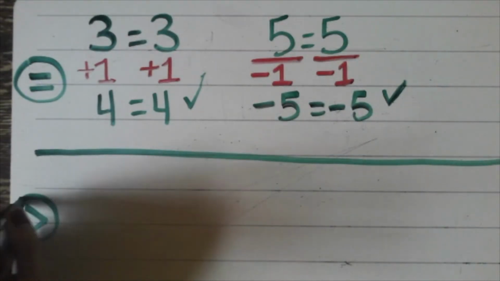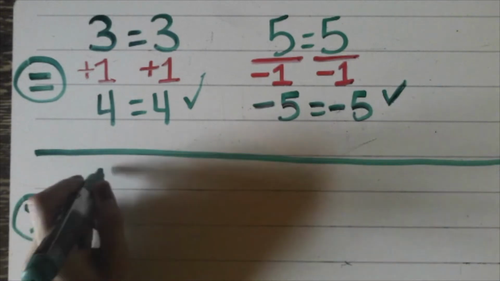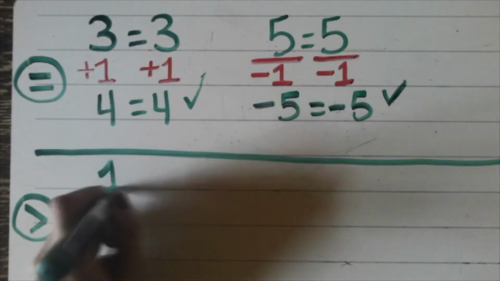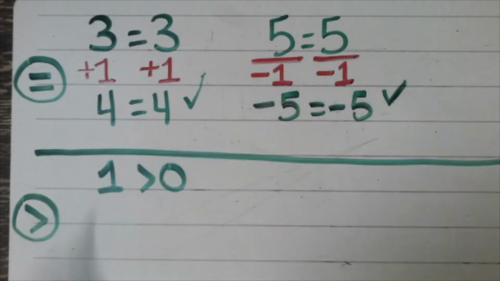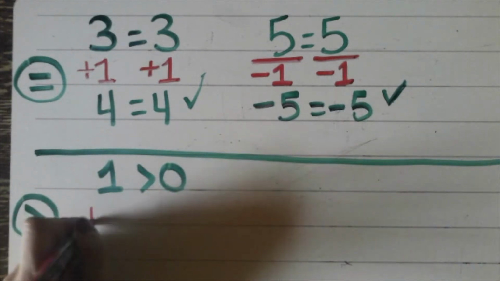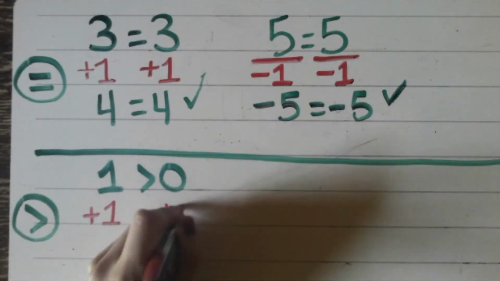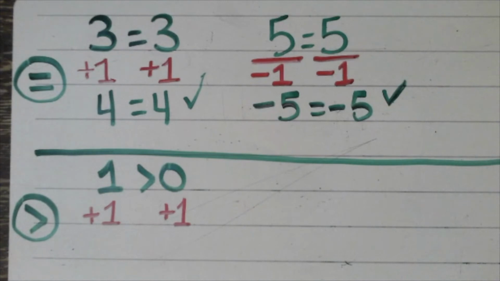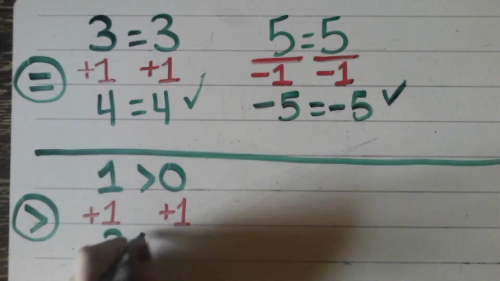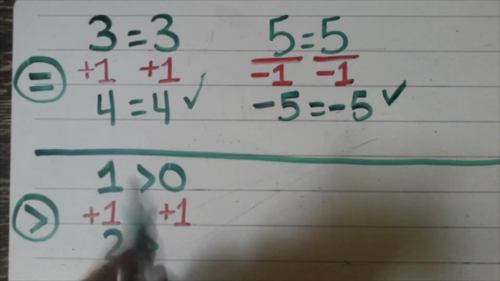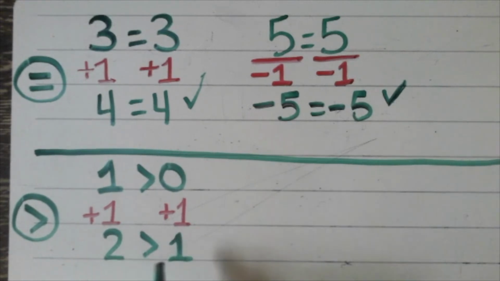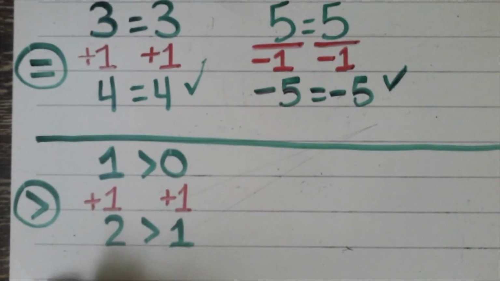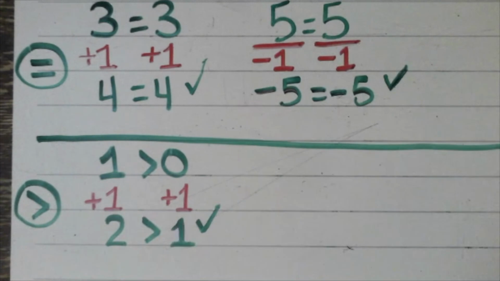Well, 1 is greater than 0. We all agree with that. And if I add 1 on both sides of my inequality, 1 plus 1 is 2, and 0 plus 1 is 1. 2 is greater than 1. This is still true. This is still the case, and it would be the case if we had less than or greater than and equal to or less than or equal to.